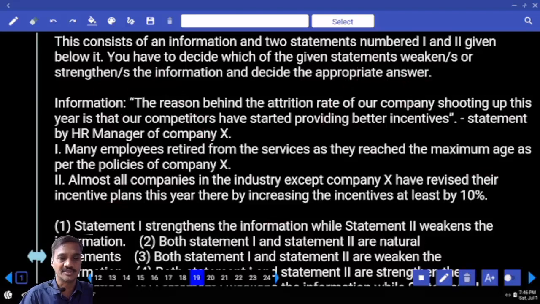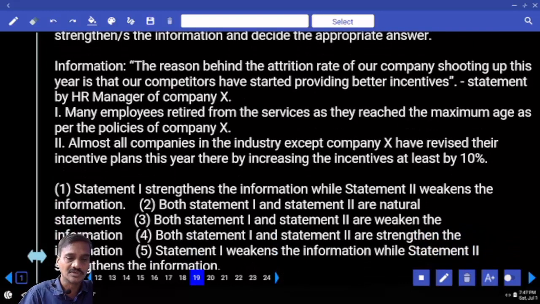Then coming to question number 19: the reason behind the attrition rate of the company shooting up this year is that our competitors have started providing better incentives. Now, what do you mean by attrition rate? The employees are leaving this organization, more and more employees are leaving, which means the attrition rate is very high. The HR manager of the company stated that more and more people are leaving because the competitors have started providing better incentives, and just because the competitors are providing good incentives, these people are leaving.